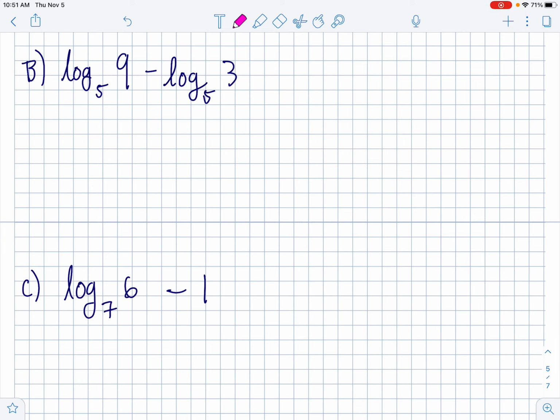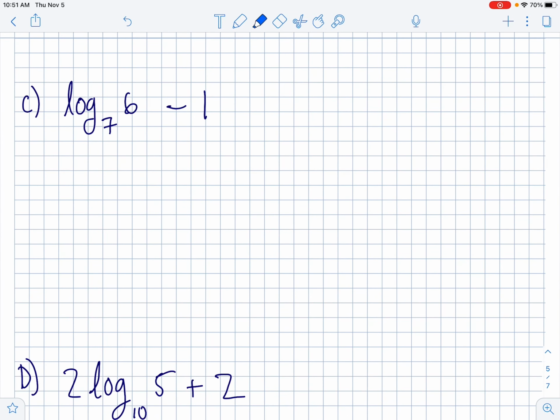Next one, we're going to smush a subtraction together. Remember that subtraction and division are linked together. So this, when you smush it, becomes log base 5 of 9 over 3, which means this is log base 5 of 3. Then think to yourself, is there any power of 5 that is equal to 3? No, not a nice one.